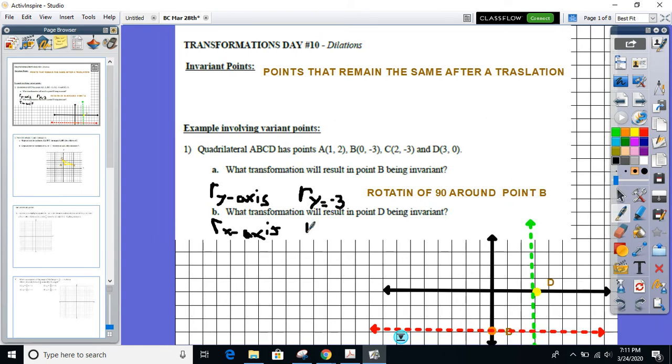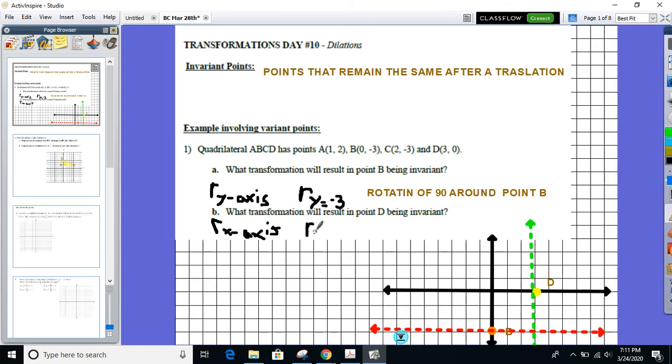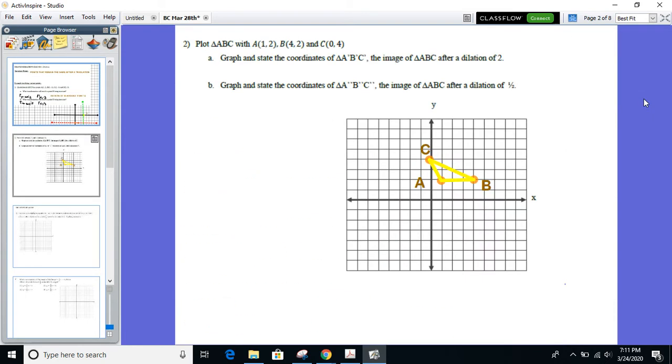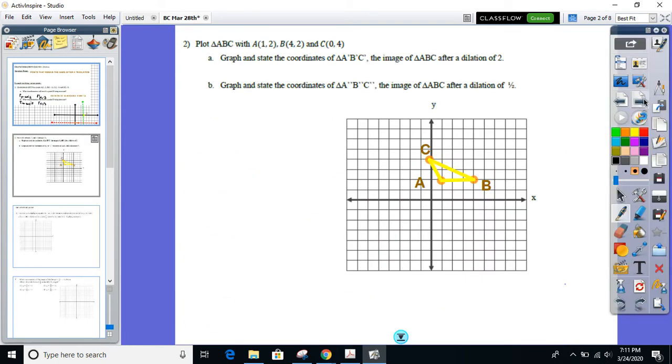The equation for that green line I've just drawn in, well, it's vertical, so it's got to be x equals, and it's going through where on the x-axis? 3. So I could say reflect through x equals 3, or I could rotate any amount of degrees around point D. So there we go. All right, invariant points.